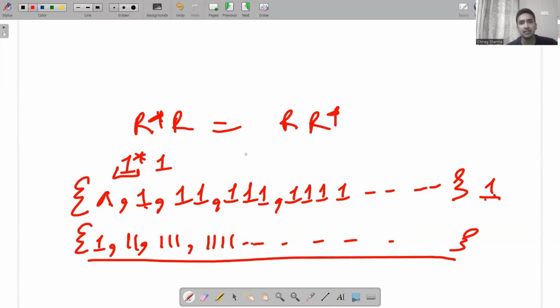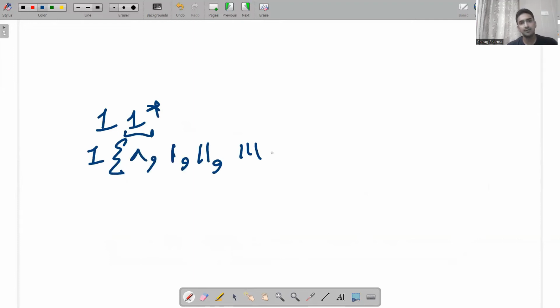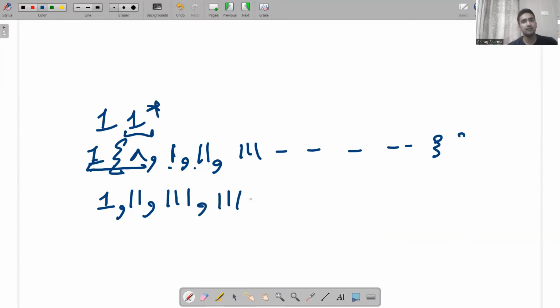The other answer we have is 1 star 1, where 1 is concatenated with 1 star. What does 1 star mean? Null, single one, two ones, three ones, and so on. If I concatenate 1 with null, it is 1 only. 1 concatenated with 1 is double 1. 1 concatenated with 2 ones is triple 1, and then there are 4 ones, and so on. So guys, this is one answer.